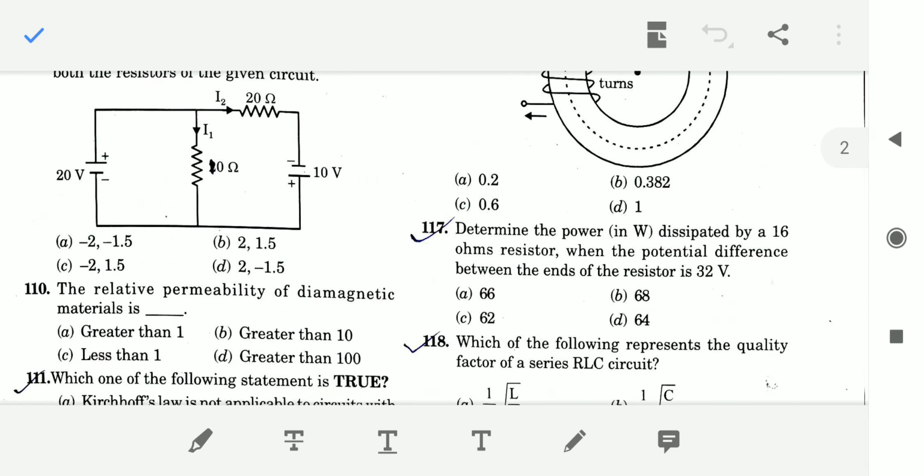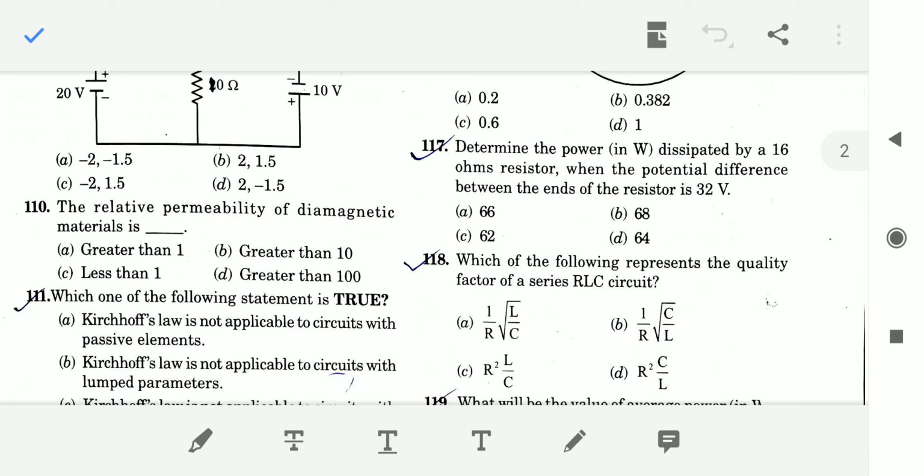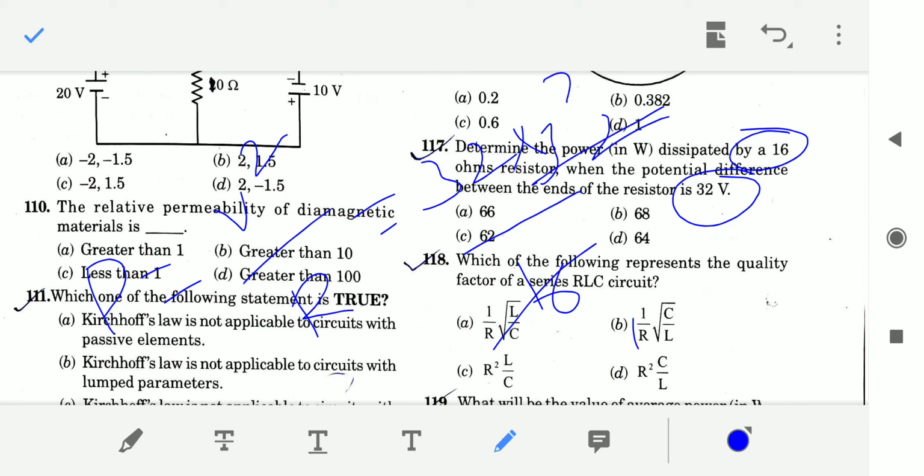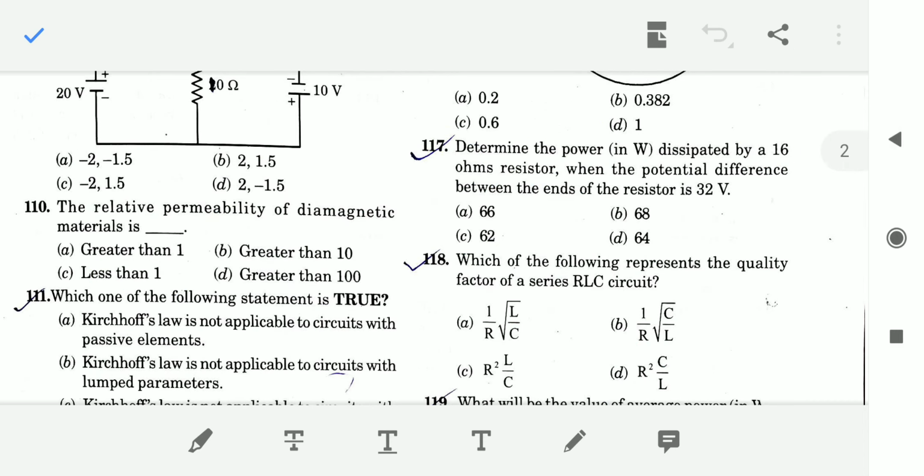Okay, and next, question number 117. Determine the power in watts dissipated by a 16 ohm resistor when the potential difference between the ends of the resistor is 32 volts, sir. 32 volts is given and 16 ohm resistance is given. Power P equal to what, sir? V square by R, right? So that is equal to 32 into 32 by 16. We know 16 2s are 32. So 32 into 2 is equal to 64 watts. So the answer will be 64.